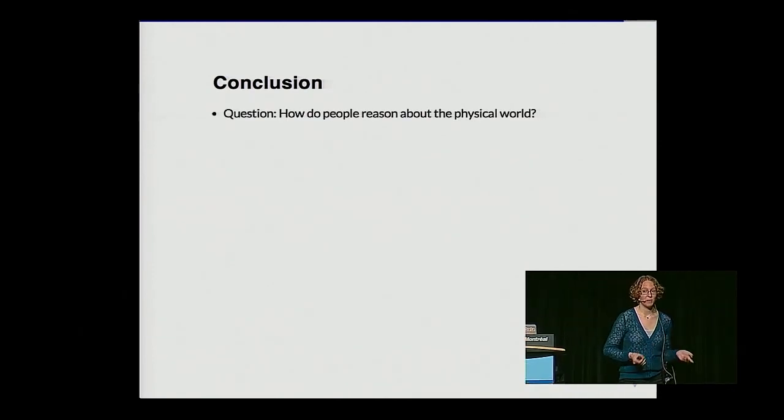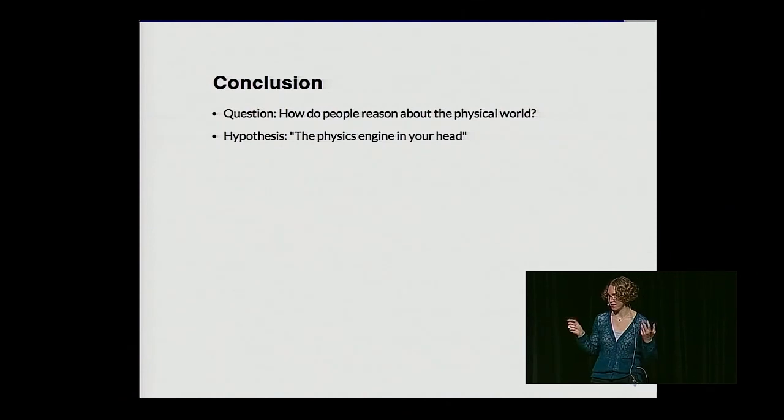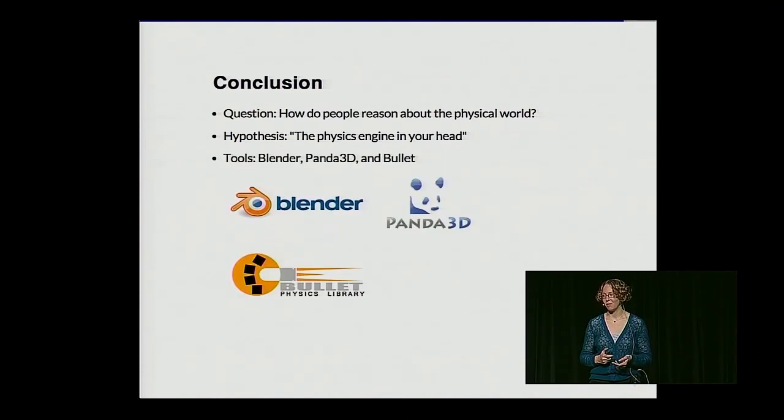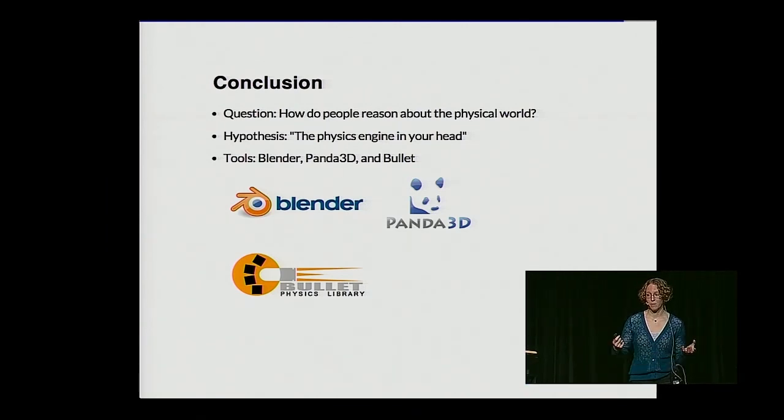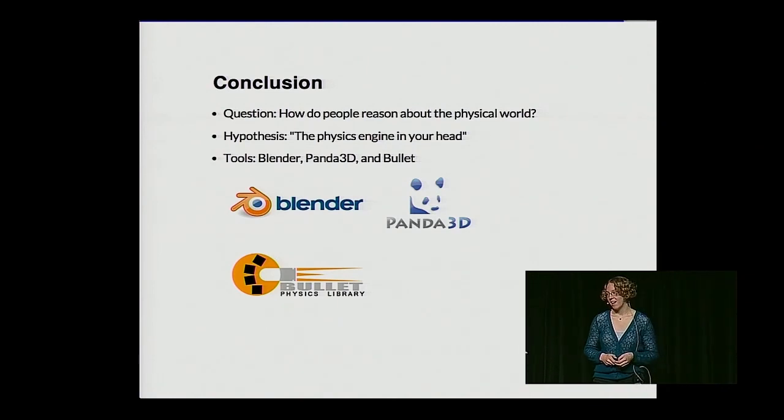So just to wrap up, we asked the question of how people reason about the physical world. And our hypothesis was that you have this physics engine in your head. And I showed you some experiments that we built using these tools, Blender, Panda 3D, and Bullet, that are really fun and engaging and really are a good way of testing this hypothesis. And I didn't talk very much about the model, but we use these same tools to make the model, and we find that this model is a pretty good account of how people reason in these situations.